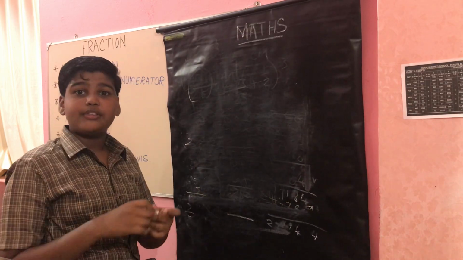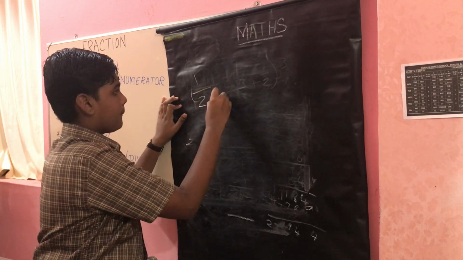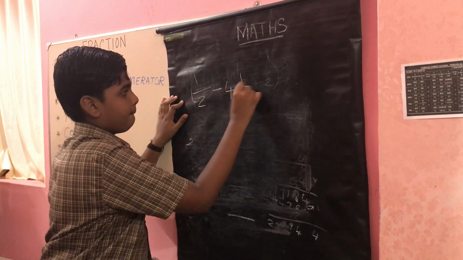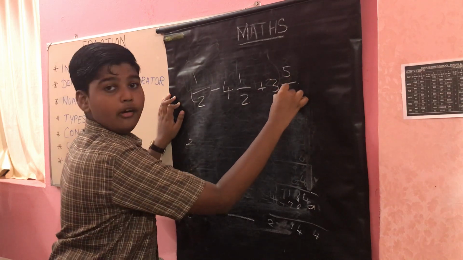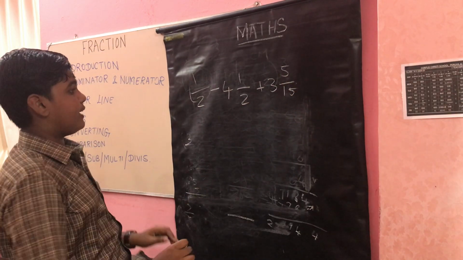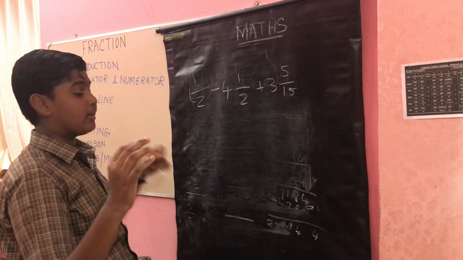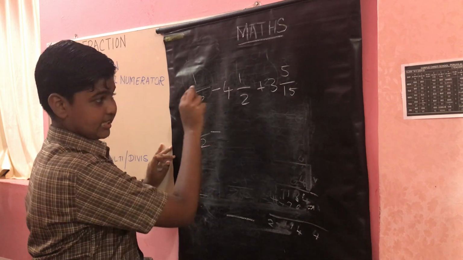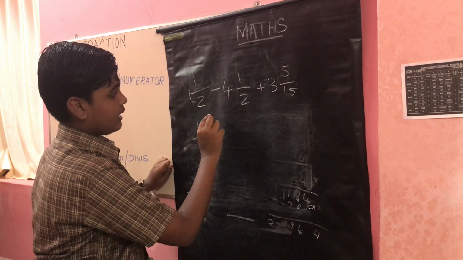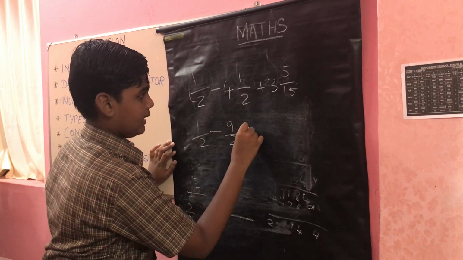Okay, that's both the addition and subtraction will be mixed. Now let's solve this sum. It's very easy, I'm not going to explain. Just notice how I'm going to solve. So just convert it into mixed. So 2 4s are 8, and 8 plus 1 is 9 by 2 plus.